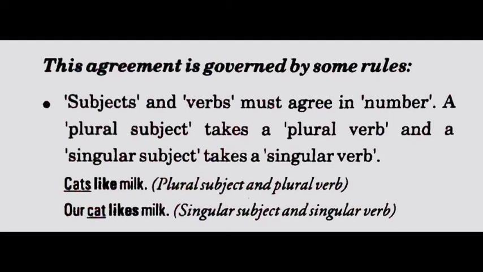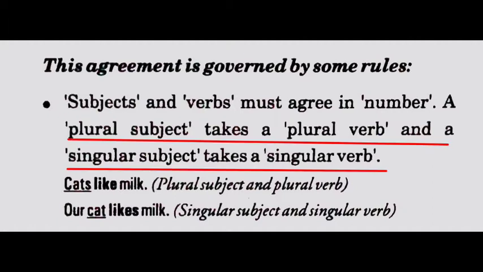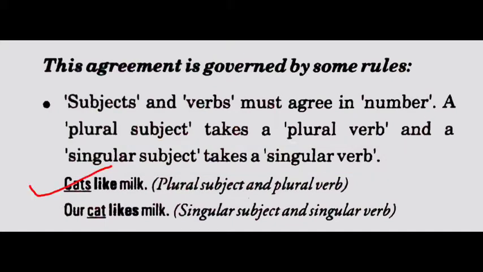So the first rule is subjects and verbs must agree in number. Okay, it means according to the number, whether the subject is plural or singular, we use the verb. With plural subject, we use plural verb, and with singular subject, we use singular verb. For example, cats like milk. So plural subject cats and plural verb like. Our cat likes milk. Here cat is singular, so we have used singular verb likes.